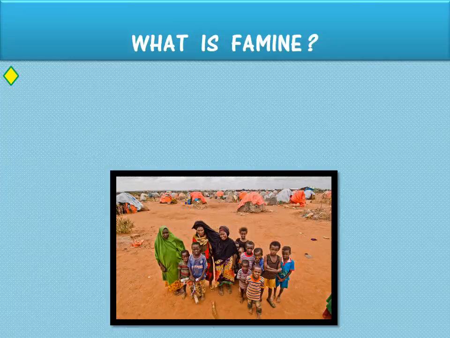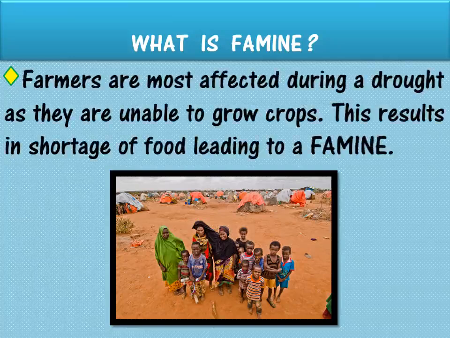So what happens if a place is affected by droughts? Farmers living in that place are mostly affected, as they are unable to grow crops due to lack or scarcity of water. When there is no water, how can the farmers grow anything, children? And when they are not able to grow anything, what happens? There will be a shortage of food in that area. This shortage of food is nothing but famine, children.